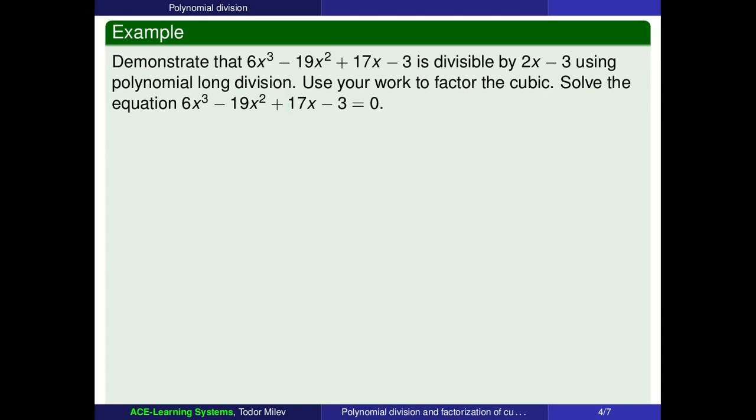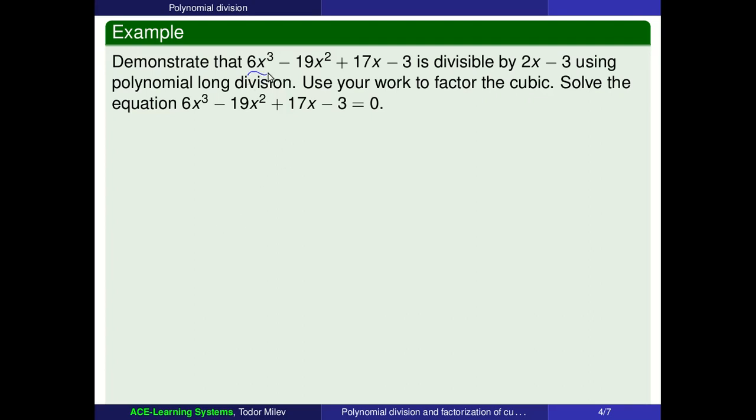In this example, I will teach you how to use polynomial long division to factor polynomials. Then I'm going to teach you how to use that to solve polynomial equations. Let us read the problem.